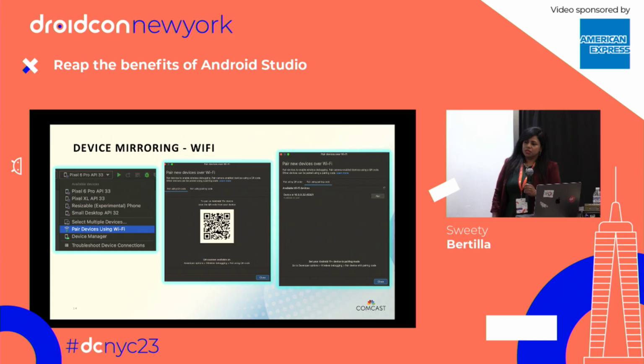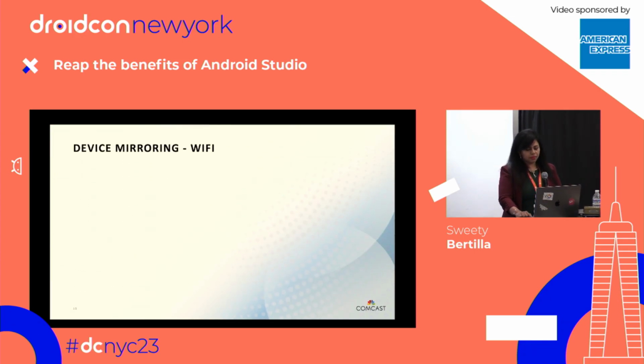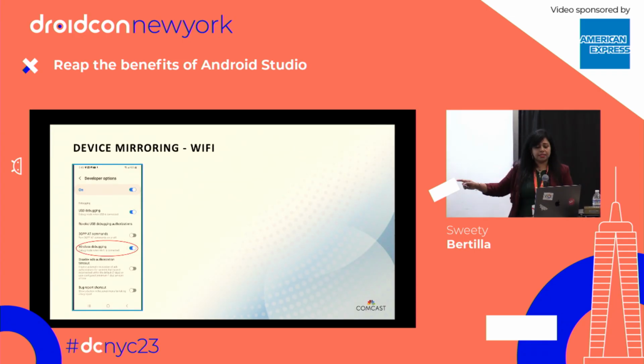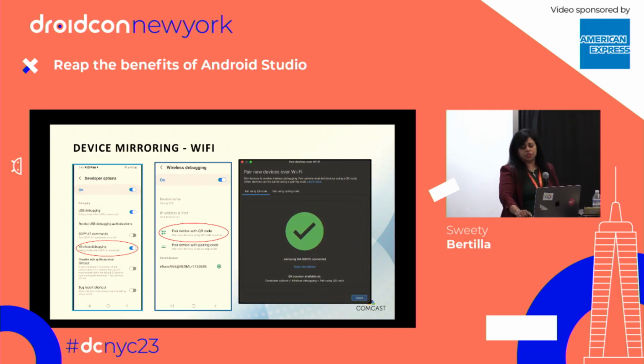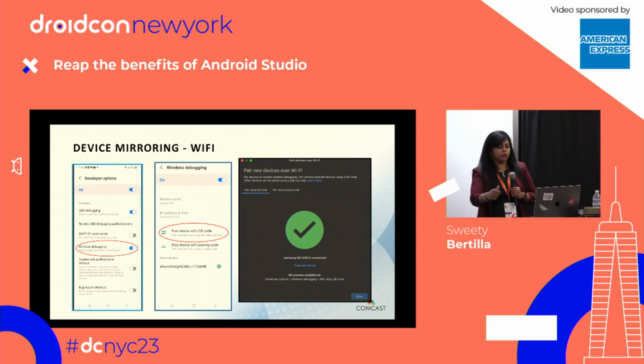The other way you can do it is pairing using the code. It will find devices on the same Wi-Fi and it'll ask, do you want to pair it? So you have to enter the code and you can do it. This is how it looks on your phone. As I said, go to developer options, turn on wireless debugging, and then do this. Once you scan the QR code, you'll see something like this. It says your Samsung device is connected. So now without any wire, I can still mirror my device.